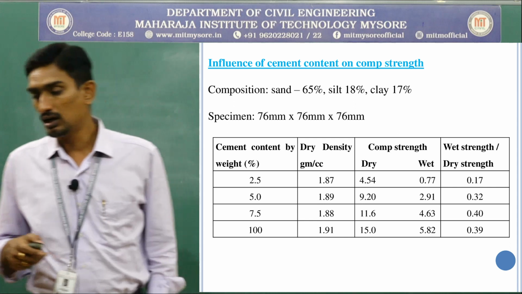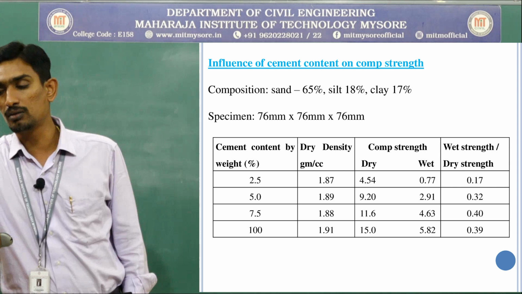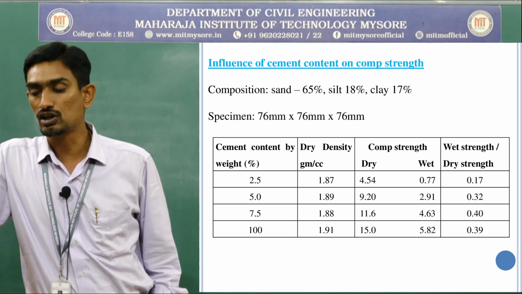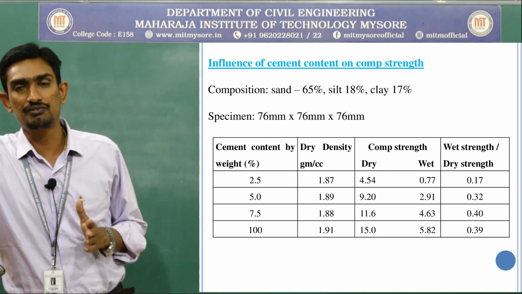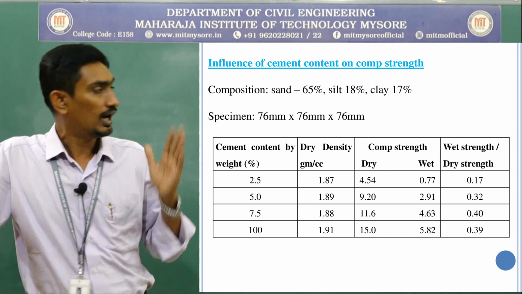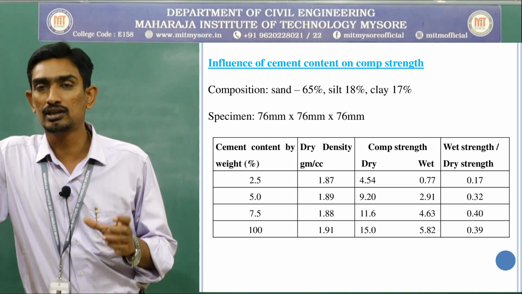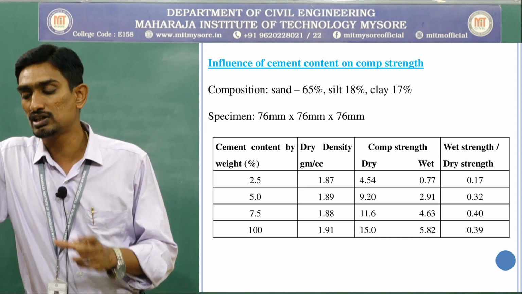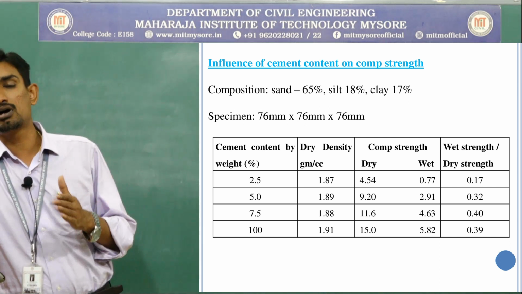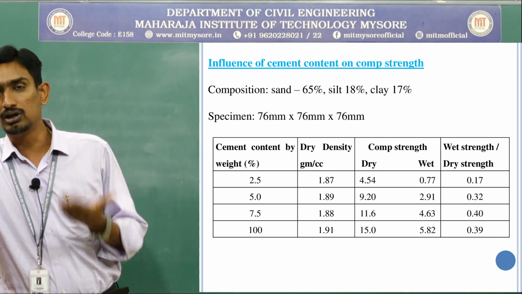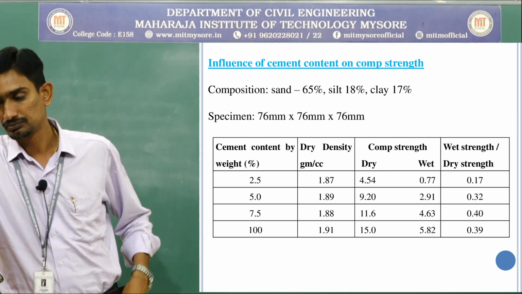So this is the typical table which I wanted to show you, a very good table. This clearly indicates the composition. You can see from the slide, sand 65, silt 18 and clay 17%. This is the combination. I am preparing the specimen 76 by 76 by 76. And one more thing, we can prepare the assembly block of bigger size than burnt bricks, so that we can save time in the construction of a wall.